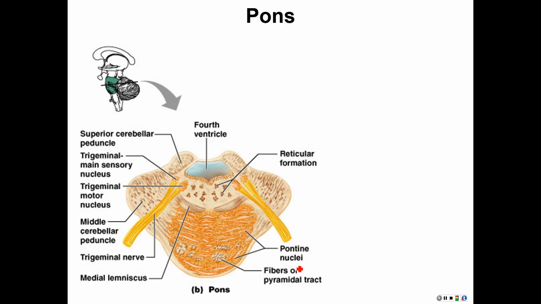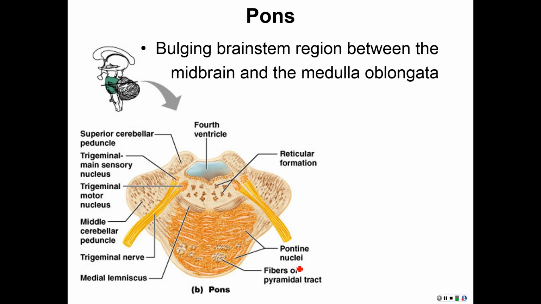So below the midbrain is an area of the brainstem called the pons. Right, so it's described here. So it's below the midbrain and above the medulla oblongata, and it's that kind of bulgy portion. This image on the bottom left is a cross section of the pons, so you're looking kind of down on the pons. And you can see both the left and the right hand side.